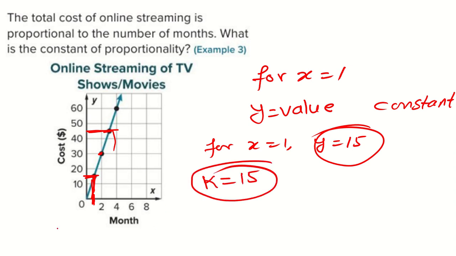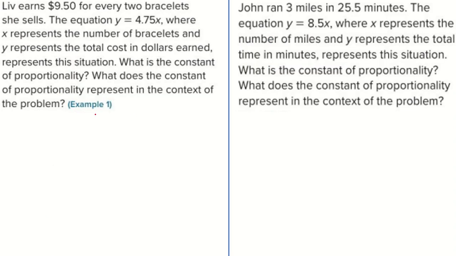Okay. Now the next question can be: Liv earns $9.50 for every 2 bracelets she sells. The equation y is equal to 4.75x represents the number of bracelets and the amount in dollars. What is the constant of proportionality? So the constant of proportionality is this one.